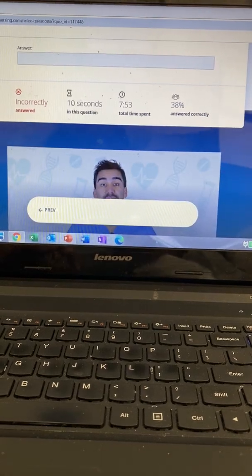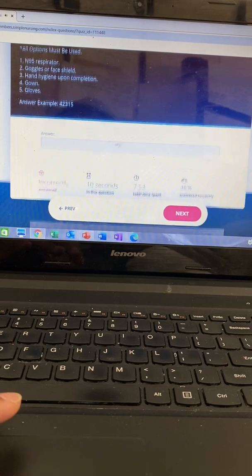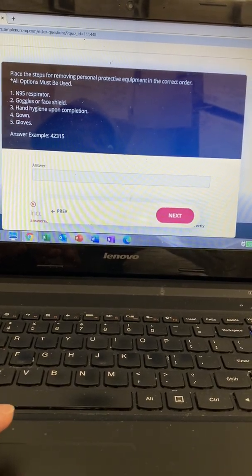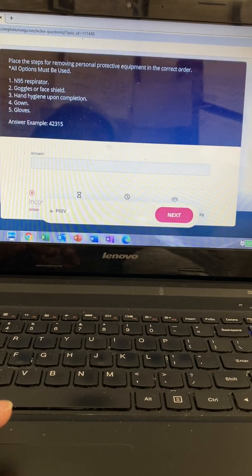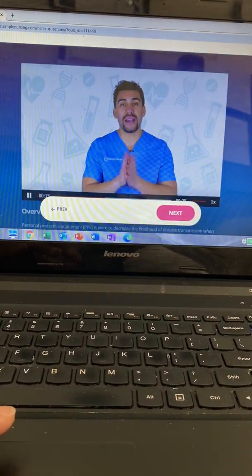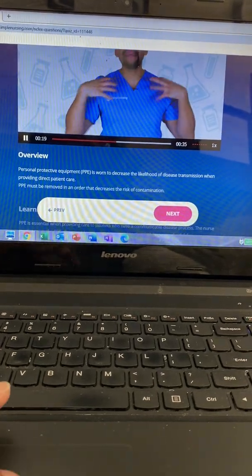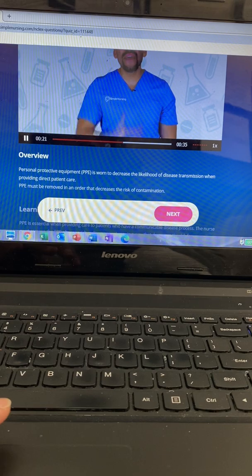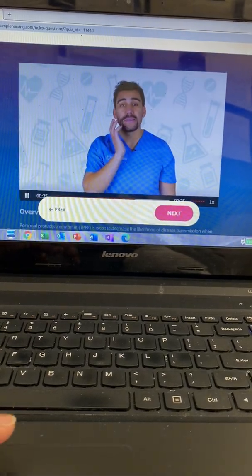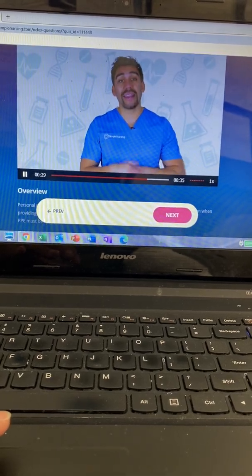Now, using our 3 steps, let's break this down. This question's asking you to place in order the steps of removing PPE to avoid contamination. So the solution here is, first we do option 5. It's always gloves, guys. Then the goggles or face shield. Then the gown. And then the actual mask, like an N95 or surgical mask. And the very last thing we do, technically before and after, we always do hand hygiene.